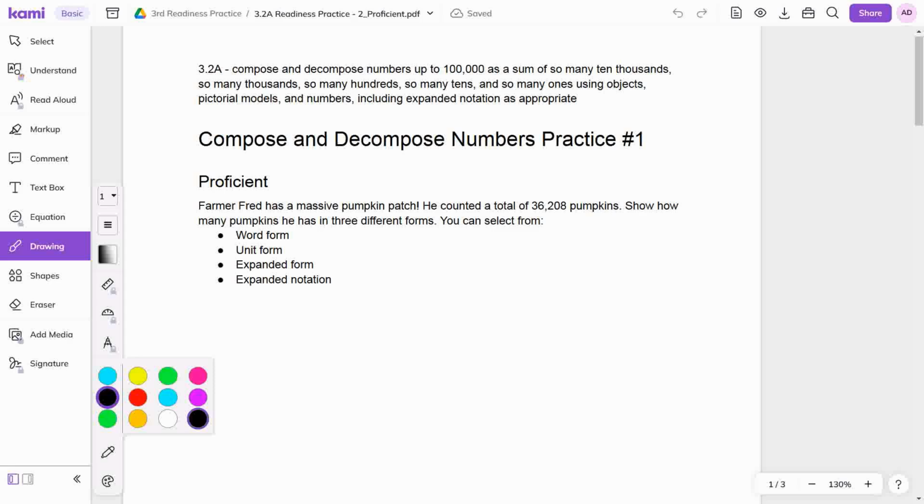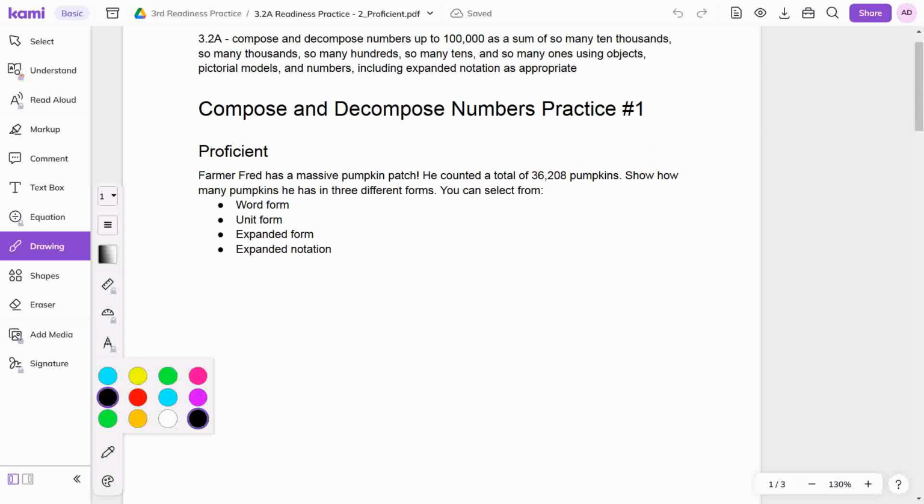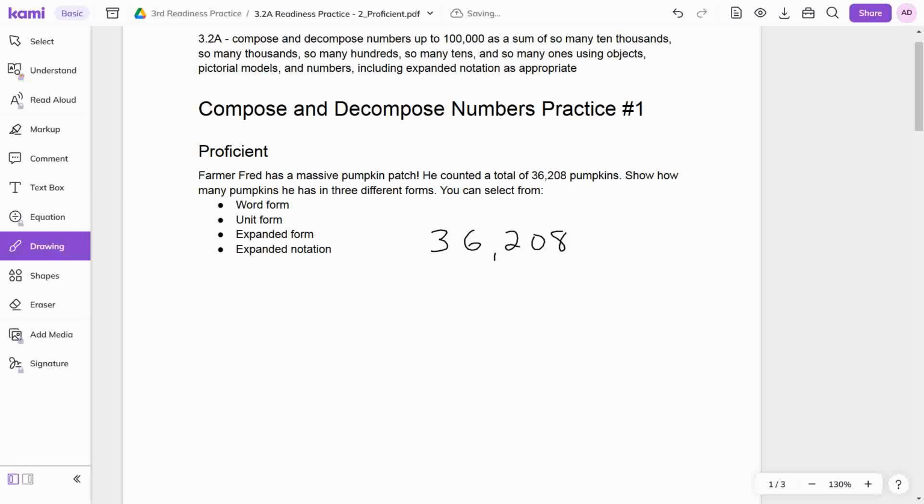So our first practice problem says Farmer Fred has a massive pumpkin patch, and we have a total of 36,208 pumpkins, and we need to show that in three different forms. So let's write our number first. I want to put the value of each of these digits underneath it, because that's going to help me as I choose here.